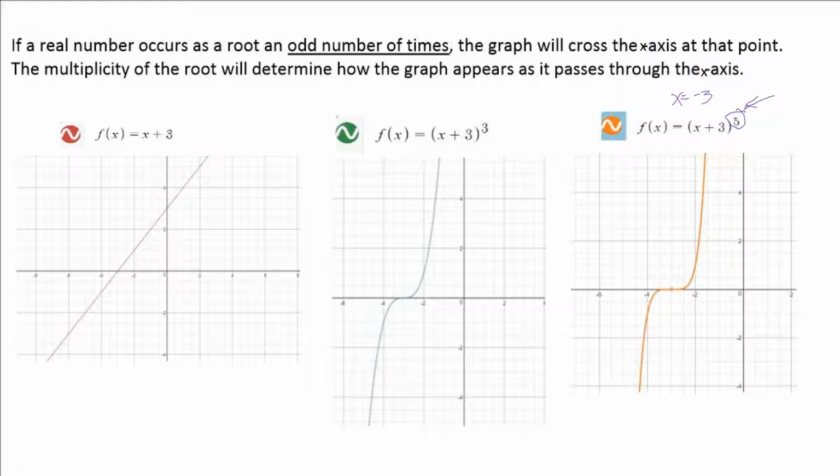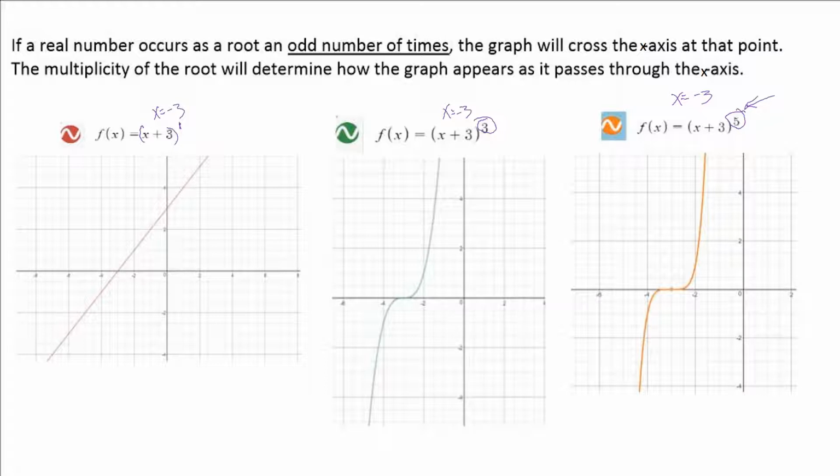On the green function, the root negative 3 has a multiplicity of 3 because of the power of 3. So this power of 3 makes us count the root here, x equals negative 3, 3 times. On the red function, the root x equals negative 3 has a multiplicity of 1. And why we can say that is if we were to rewrite this, we would put parentheses and a 1 since there's no power. Notice that in all of these cases, the graph passes through the x-intercept.